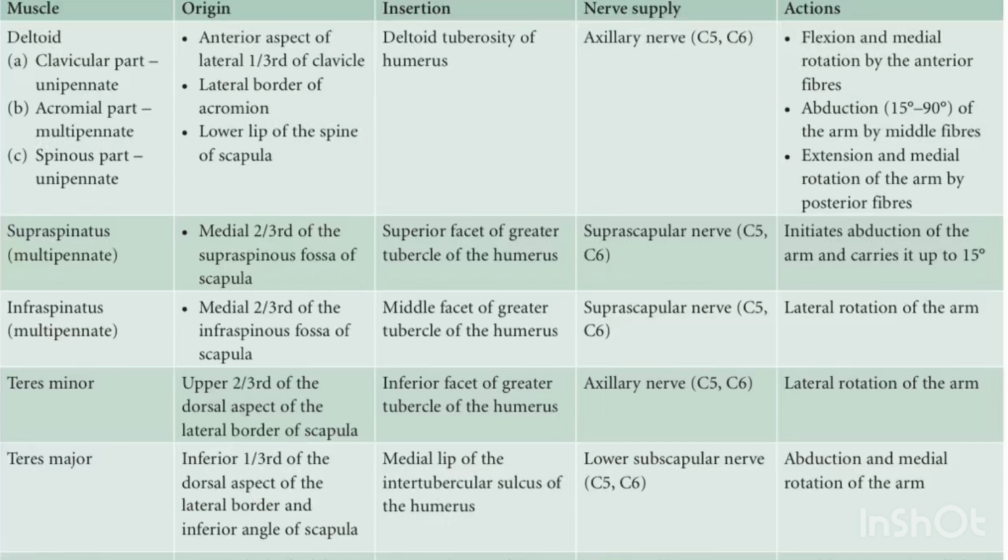So what is the nerve supply? The nerve supply here is the lower subscapular nerve. Don't forget the lower subscapular nerve. So remember, the subscapularis has both the lower and the upper subscapular nerve, while this one only has the lower subscapular nerve, which is C5, C6.